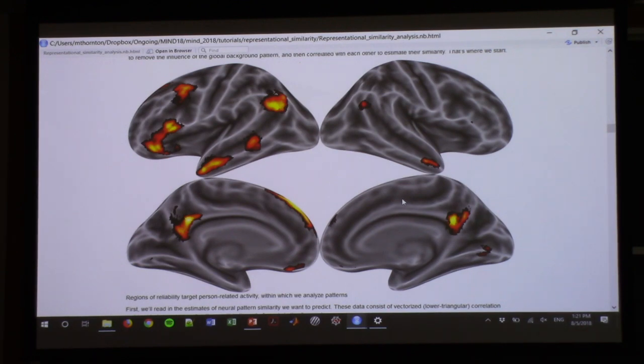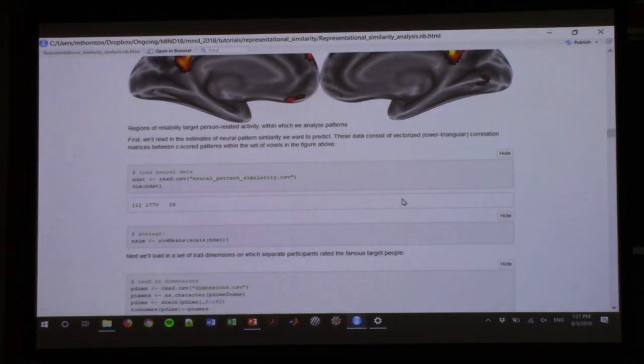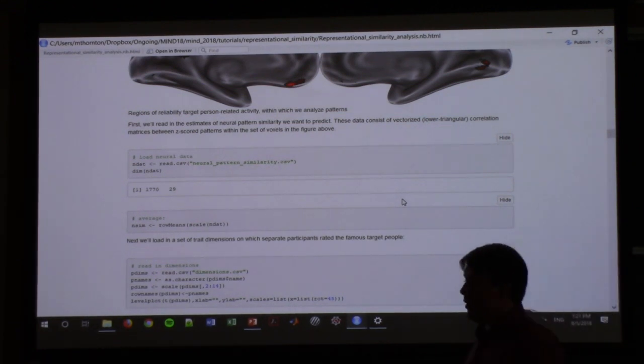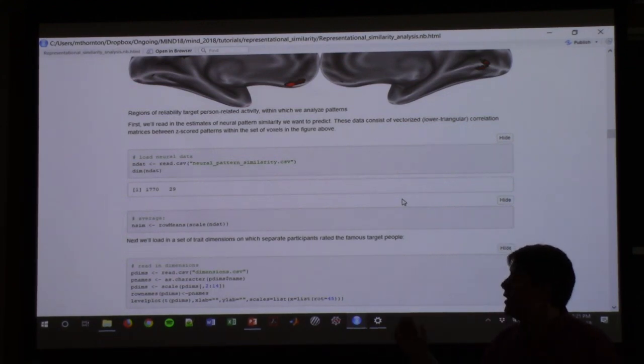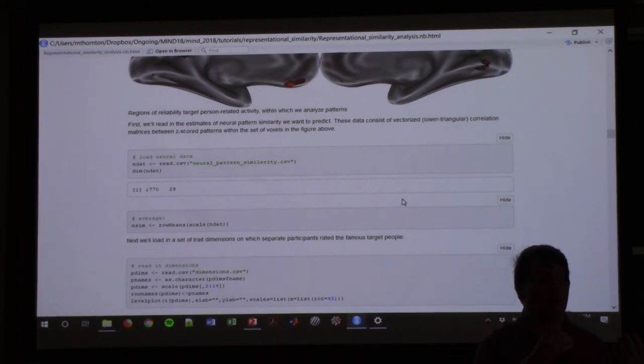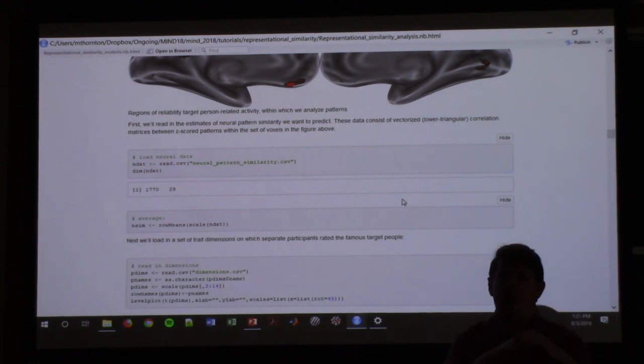So when we do this, we load in the data here. It's a 1770 by 29 matrix. So 29 is the number of participants in that study. The 1770, this is the lower triangle of the correlation matrix. The reason we use only the lower triangle is that it contains all of the meaningful non-redundant information.